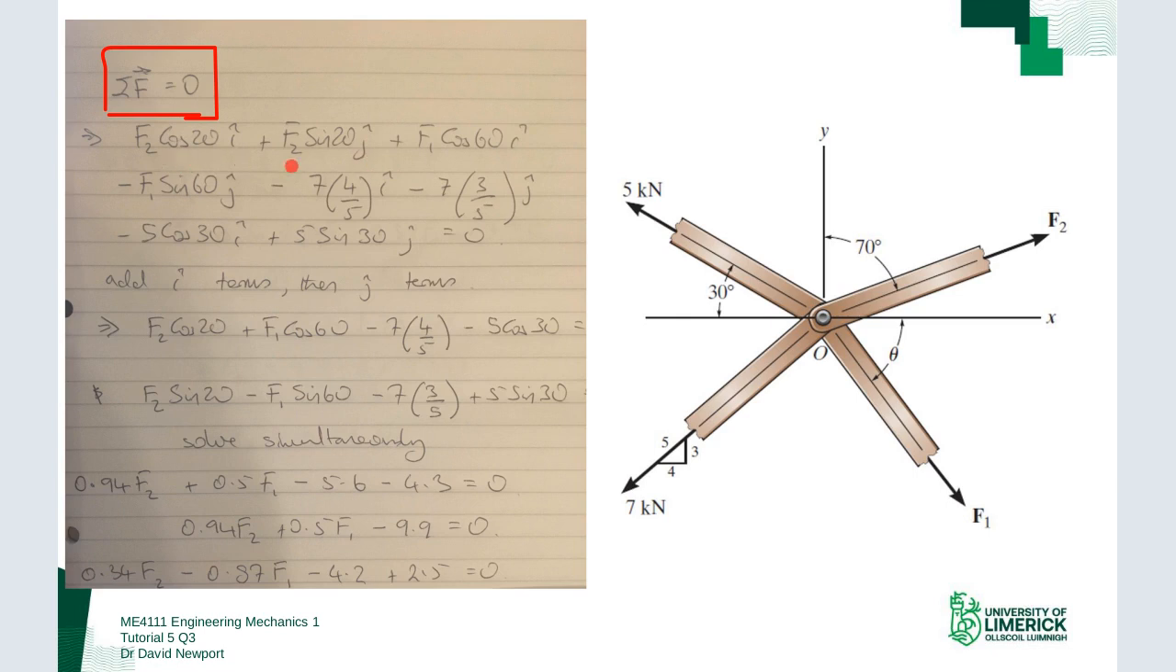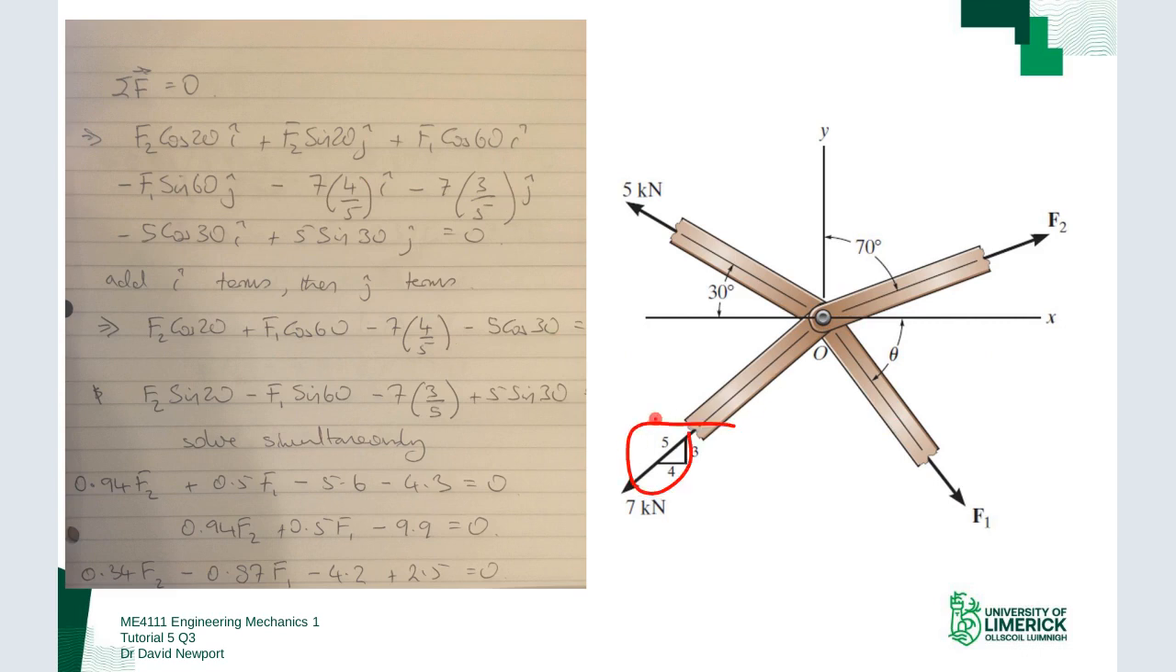So I've broken every force into an I hat and J hat. So I got F2 cos 20 I hat plus F2 sin 20 J hat. Again, I'm assigning my directions based on the way it's pointing. F1 cos 60 I hat minus F1 sin 60 J hat. So again, it comes out there and down there. So that's how I get this force here. So plus an X, minus a Y.